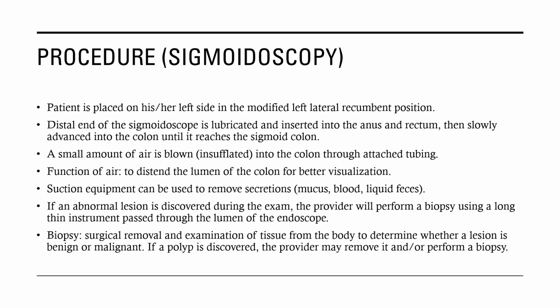If an abnormal lesion is discovered during the exam, the provider will perform a biopsy using a long, thin instrument passed through the lumen of the endoscope. And if you don't know what a biopsy is, it's a surgical removal and examination of tissue from the body to determine if a lesion is benign or malignant. If a polyp is discovered, the provider may remove it and want to perform a biopsy.